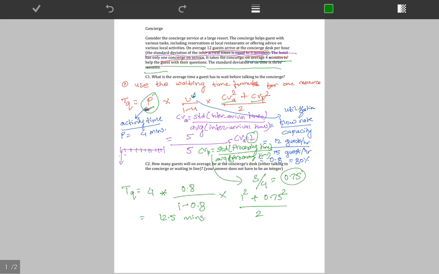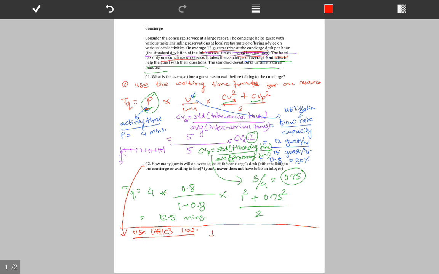Next, let's look at the next problem. Let me draw a line so that we know this is this part. This question says, how many guests will on average be at the concierge desk either talking to the concierge or waiting in the line? Remember, not only waiting at the line, but also talking to the concierge, both. And it doesn't have to be an integer. Well, we have to use Little's law here.